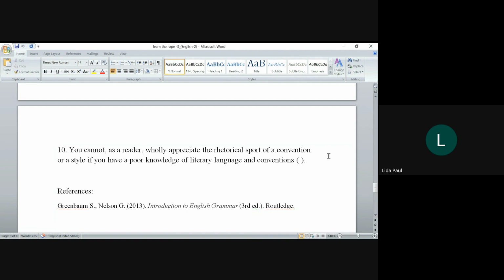When can you not, as a reader, wholly appreciate the rhetorical sport of a convention or a style? It's an answer to that question. It presents a condition. The moment you see the word if in a sentence, you know that it's a conditional statement, right? So if you have a poor knowledge of literary language and conventions, this is your what?